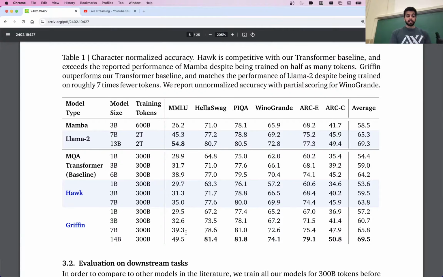Okay, and the other thing is that if you look at the 1B, 3B, 6B, this curve here, we see 28, 31, 38 on MMLU, and pretty much the same thing with the Griffin model as you scale up the number of parameters, which also suggests similar scaling behavior in terms of model size. So overall, it is quite promising that this kind of model can work.